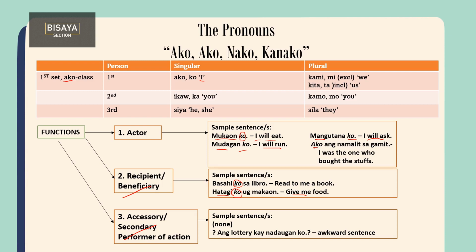And as accessory, I really tried to think of a sentence where ko is an accessory or secondary performer, and I guess there's none because it will be an awkward sentence like ang lottery kay nadaugan ko. There's no such thing as a Visayan construction this way.